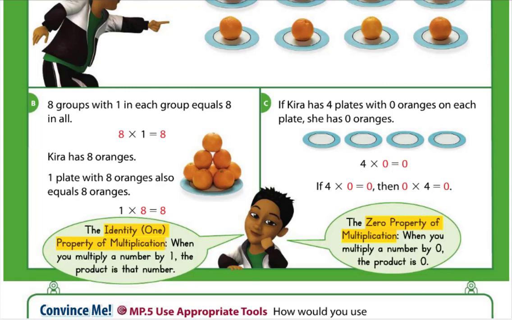Guys, please don't use your mic. Let's continue. We have two properties. The first one is the identity. The identity here is 1. This is the identity property. So when we multiply by 1, the product is the same number. Okay, 1 times 8 equals the same number, 8. And the second property is the 0 property of multiplication. When we multiply any number by 0, the product is 0.